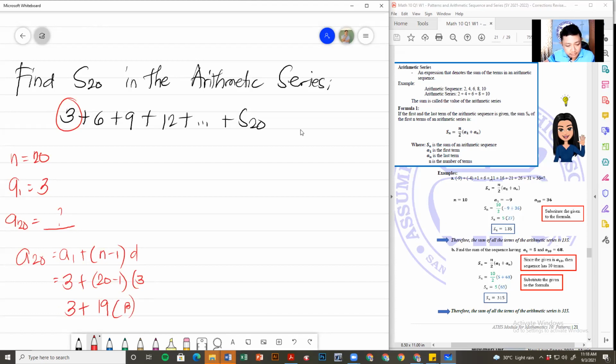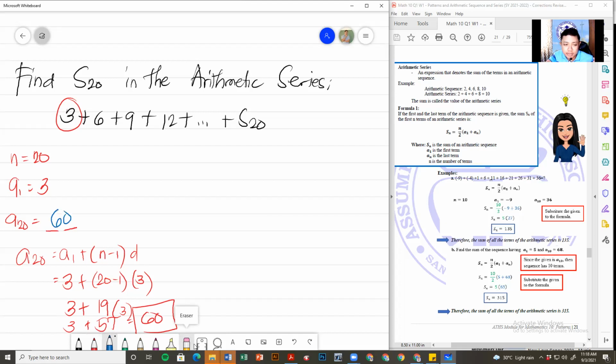And 19 times 3 is, what's the answer? 19 times 3. Wait lang. There. 19 times 3. What's the answer? 57. 9, 18, 27. Oh, yeah, 57. Correct. 57 plus 3. The answer is 60. So that's one way you have to find the 20th term. So the 20th term of your sequence is 60. So you just have to identify the 20th term, that's 60.